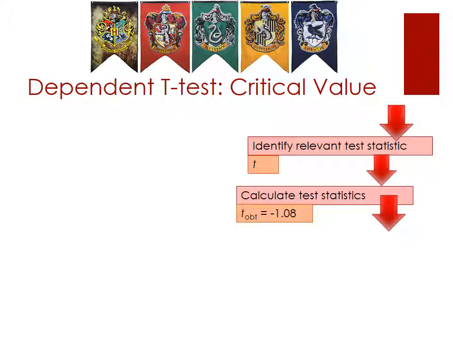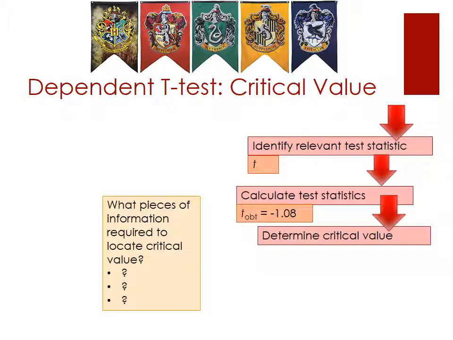And now I need to have what? I've got to determine my critical value that I'm going to do my comparison with. So, determining a critical value: what pieces of information are required to locate the critical value? What do we need whenever we're locating our critical value in the t-distribution table?